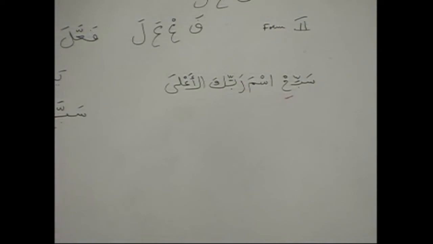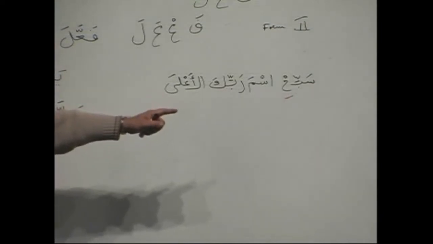Where is the fa'il? Mustatir. Taqdiruhu anta. When the Quran was revealed, that anta was Prophet sallallahu alaihi wasallam. Today when you read the Quran, it is addressing you. You are anta. Are you with me? Allah is telling you: Sabbih.